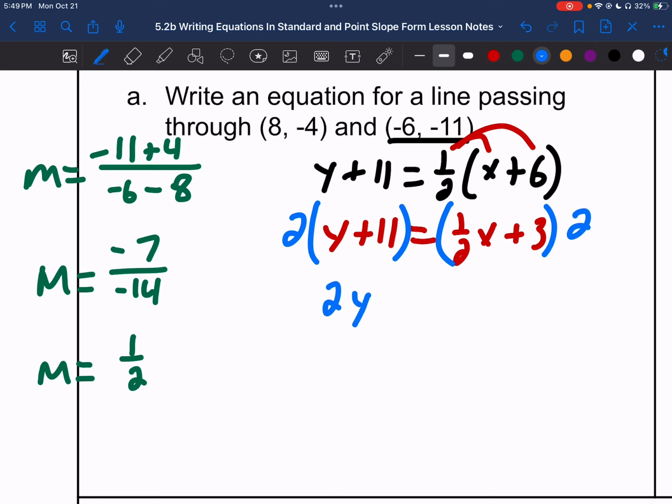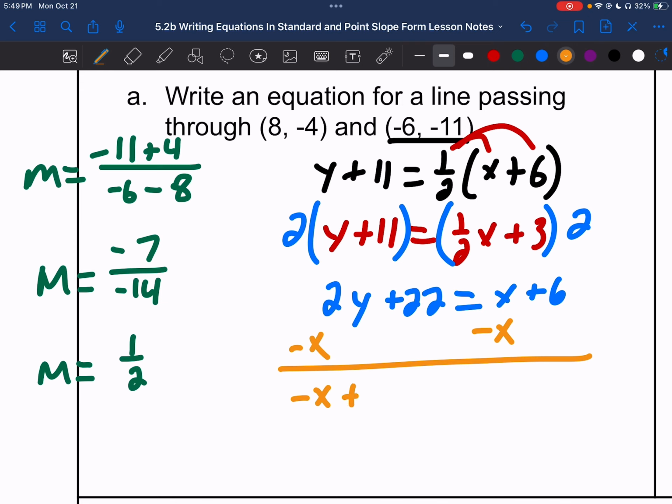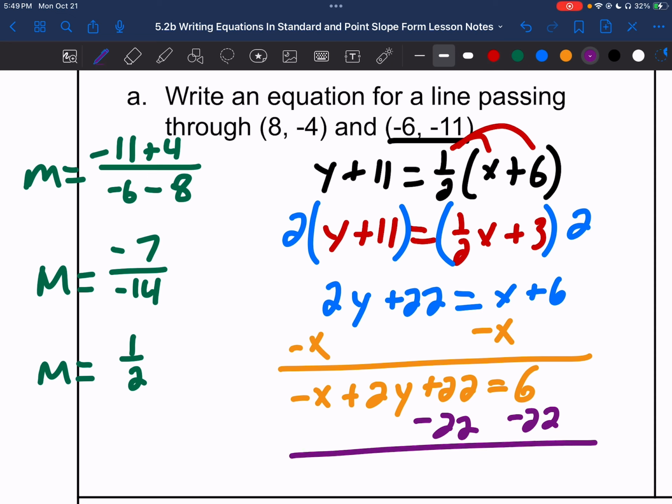So we get 2y plus 22 is equal to x plus 6. My next step, subtract x from both sides. We get negative x plus 2y plus 22 equals 6. My final step is to subtract 22 from both sides. We get negative x plus 2y equals negative 16.